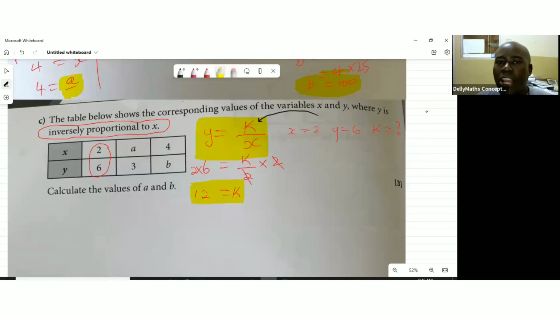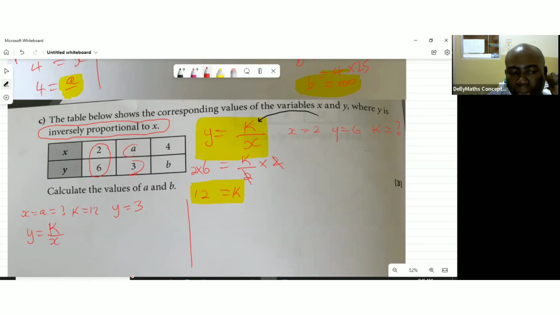All right, so if I know that the constant of variation is 12, then I can now do a number of things. For example, let us just split this up. We're going to find the value of A, which is linked to 3. So let's look. X is a value that we don't know. K is 12 and y is 3. So we're going to substitute in this form, y is equal to k over x. Y is 3, which is equal to k, which is 12, over x, which is a value. All right, so I could put A there for now.